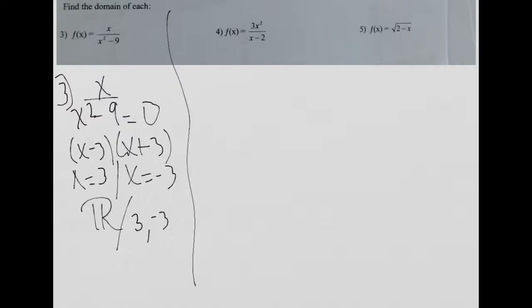For 4, it's even easier. You have 3x over x minus 2. Well, what will have 0 in the denominator is the value of 2. We write that answer as all real numbers except 2.